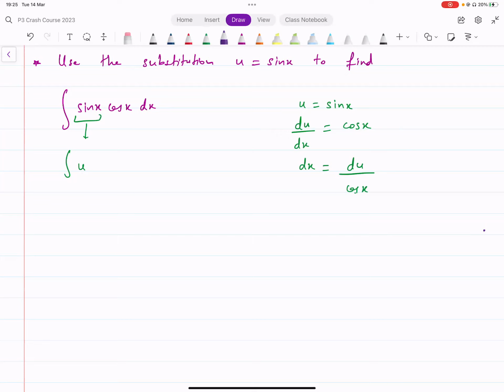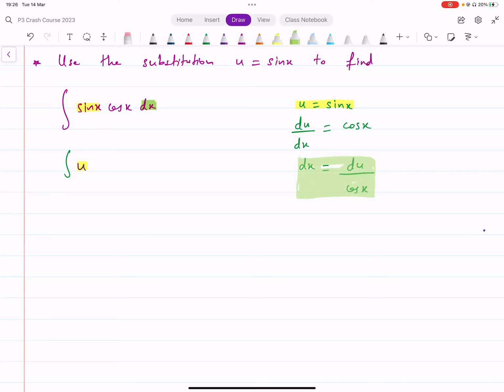Now let's input this substitution in this case. In place of sine x, we're going to input u. So it becomes u here. In place of dx, we are going to input this whole thing, which is du over cos x.